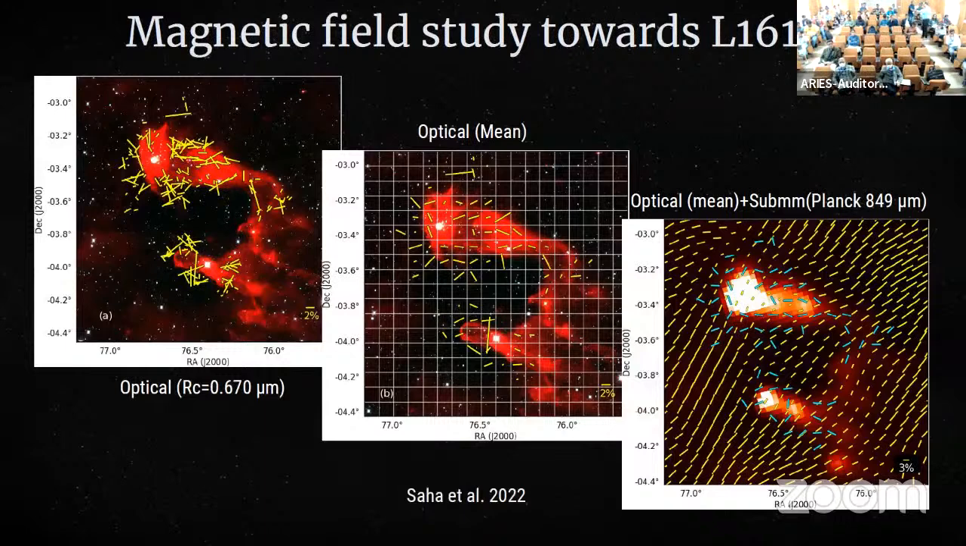Okay. The stars which we observed are mainly at the periphery. In the periphery, we have taken those stars for polarization. That could be the reason.